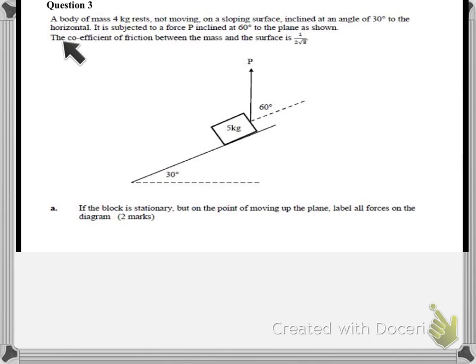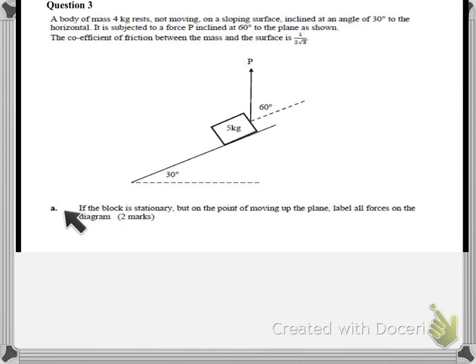So now, a body of mass 4 kilograms rests, not moving, on a sloping surface inclined at 30 degrees to the horizontal. Now it is subject to a pulling force P that is also inclined at 60 degrees to the surface, shown here. So we've got two lots of components to consider. Now the coefficient of friction between the mass and surface is a third. Okay, so it's a rough surface, and we need to take into consideration our friction.